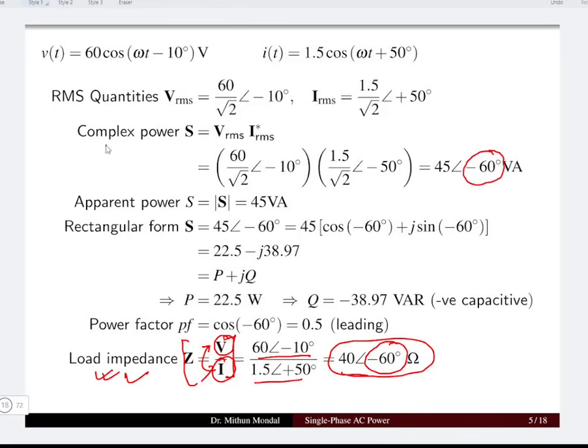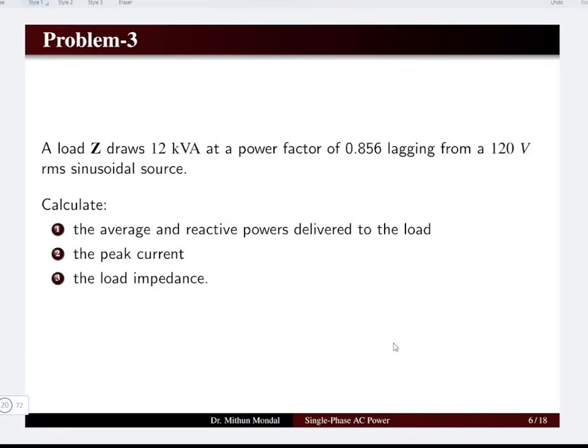So either from the complex power you can get the power factor angle, or from the load impedance you can get the power factor angle. Problem number 3. A load Z draws 12 kVA at a power factor of 0.856 lagging from a 120 volt RMS sinusoidal source. Now note here that the power which is given is in kVA, which means the complex power is given. The voltage which is given will always be given in the form of RMS voltage.